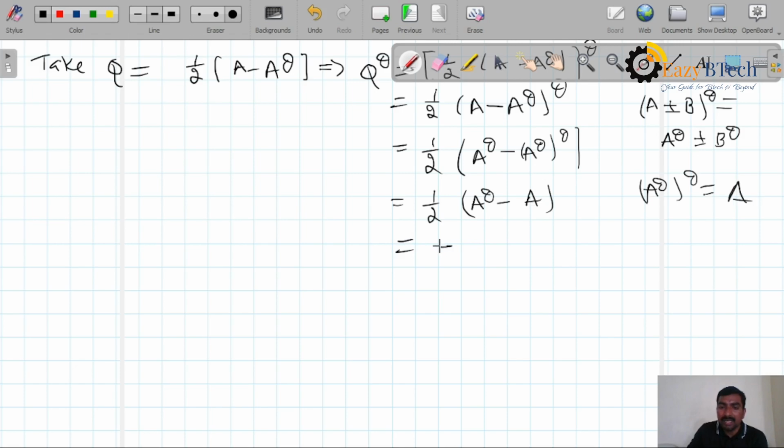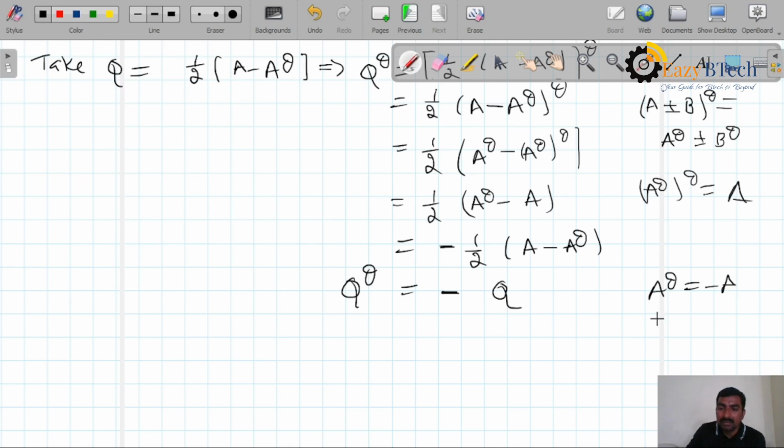Then here if you take minus common, what happened? This can be written as minus (A minus A power theta). If you take minus common, the symbol should be changed. Therefore, finally this is minus, again this is equal to Q. So finally, what we proved here? Q power theta equals minus Q. So already you know Q power theta equals minus Q.